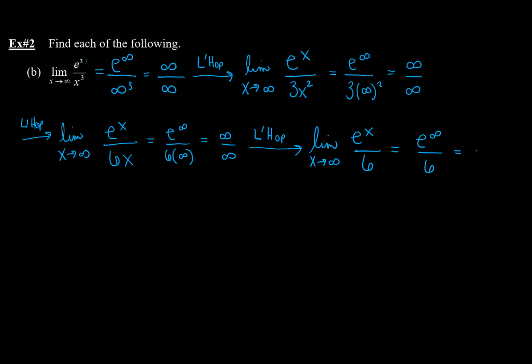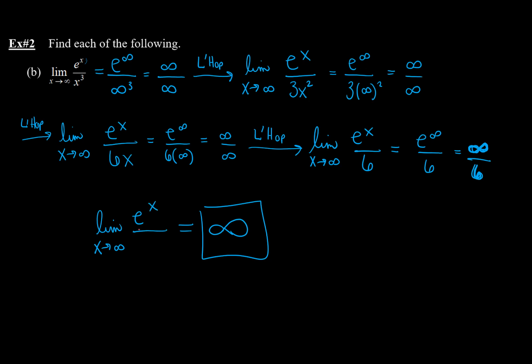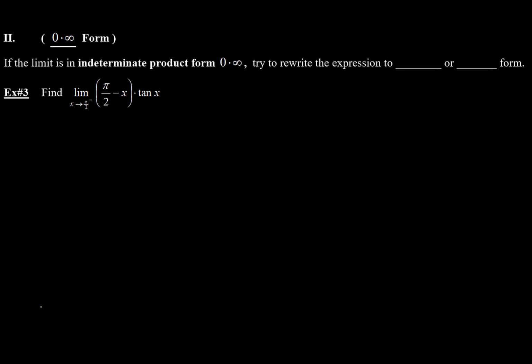Well, let's think about that. If I have infinitely many cookies, and 6 students I wanted to divide those cookies up between, how many cookies do the students get? Yeah, they get infinity. Infinity divided by 6 is still infinity. So the original limit, as x approaches infinity, of e to the x divided by x cubed is infinity.